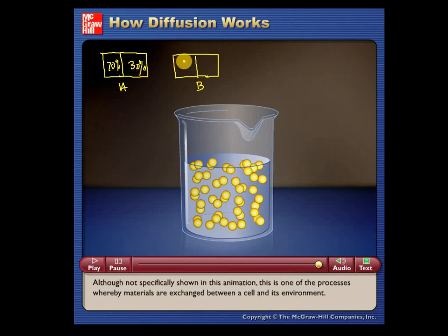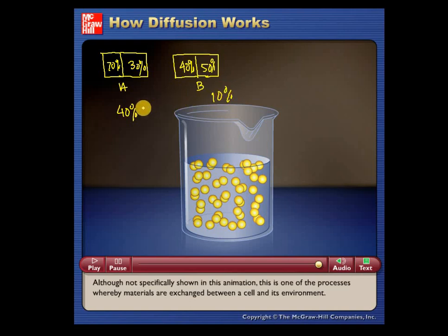Tapos, dito naman, sa kabila, guys, for example, 40%. Tapos, dito naman is 50%. Ano ba yung ibig sabihin ng steepness of concentration gradient? Yung difference ng concentration sa bawat side. For example, here, the difference is 40%. Dito naman sa kabila is 10% yung difference.